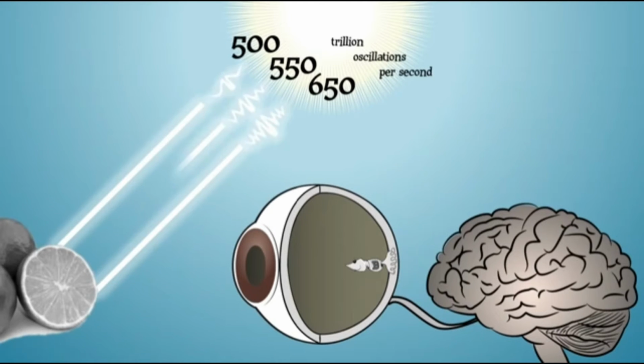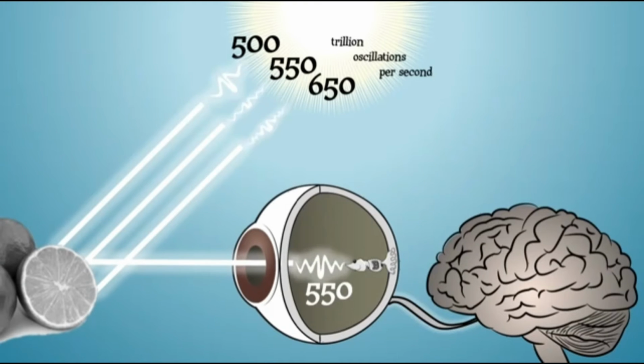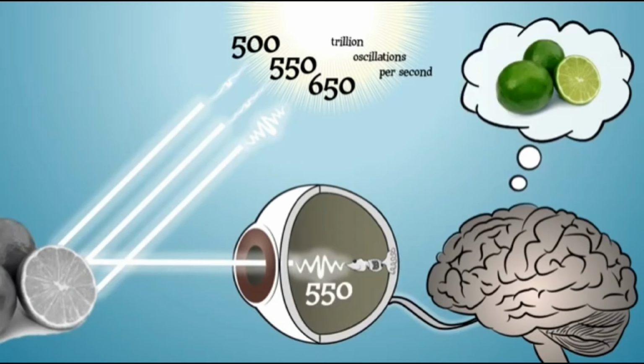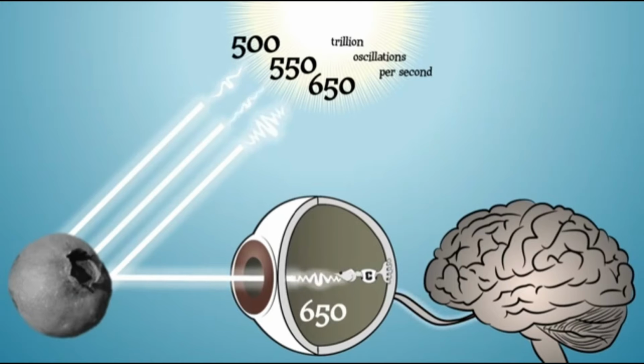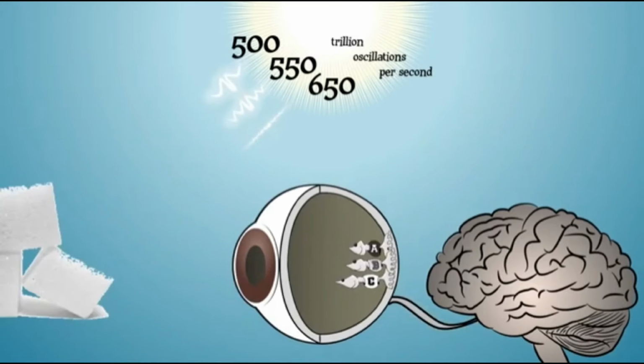Now let's take a lime. A lime contains different chemical compounds than a strawberry. It absorbs photons at frequencies below 500 and above 600 trillion oscillations per second, and reflects enough to excite the cones on Team B, resulting in you seeing green. A blueberry absorbs most photons, but reflects those that oscillate enough for Team C to react, so you see blue.